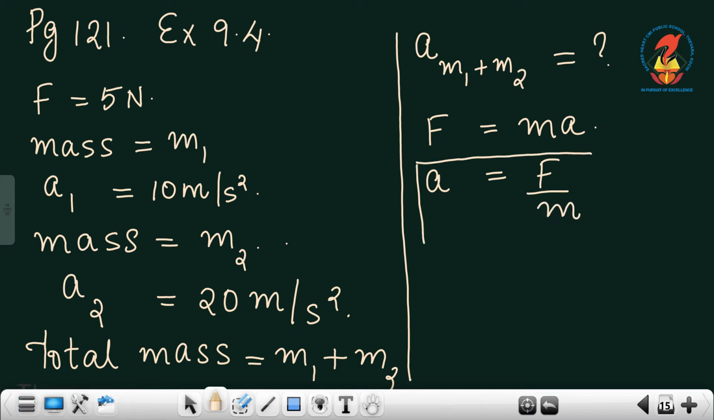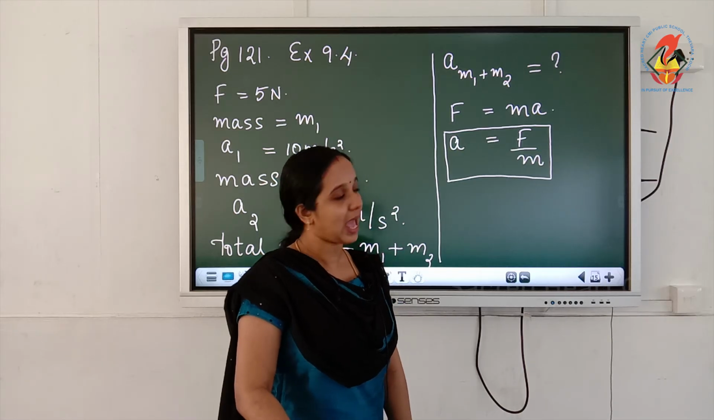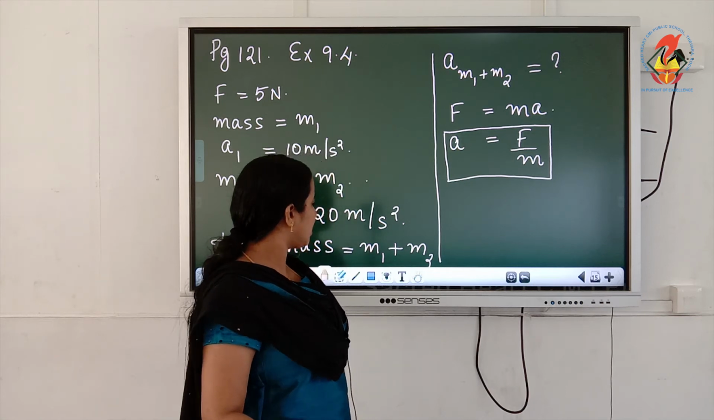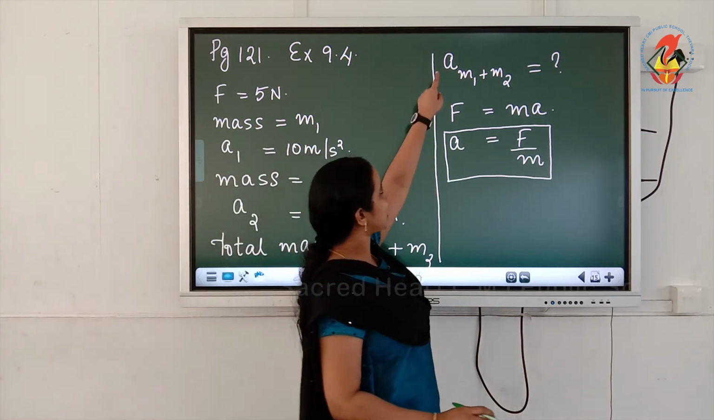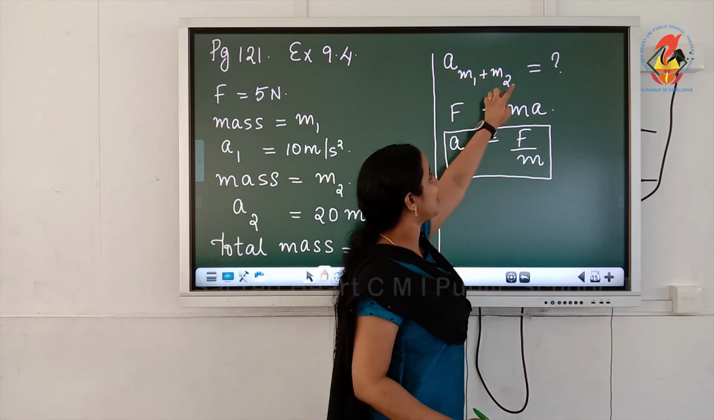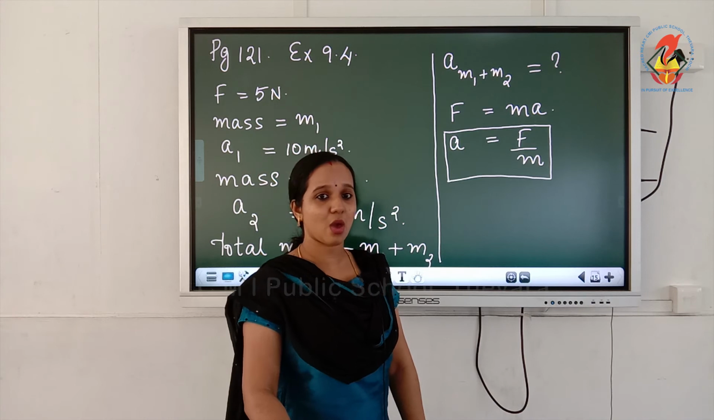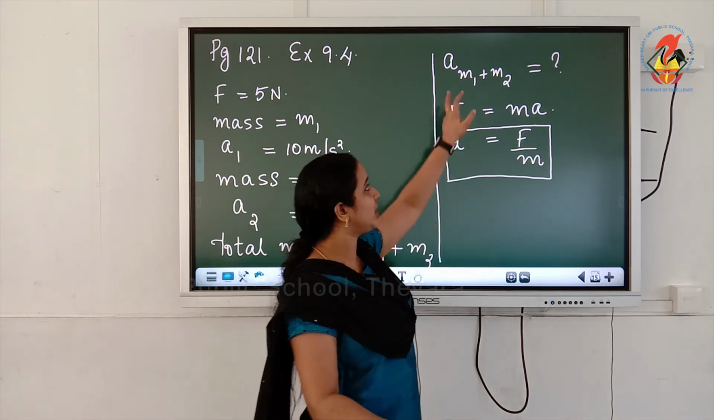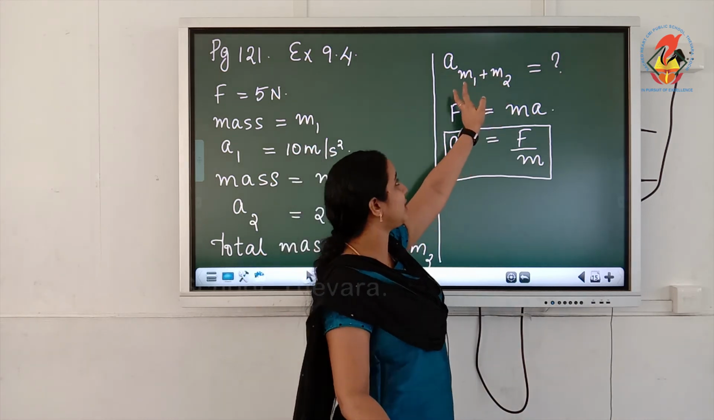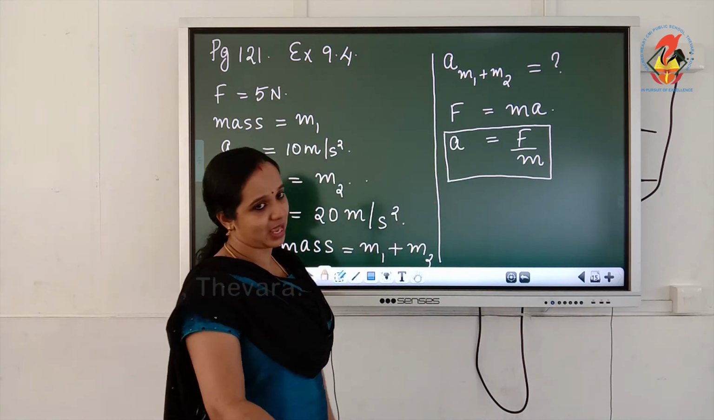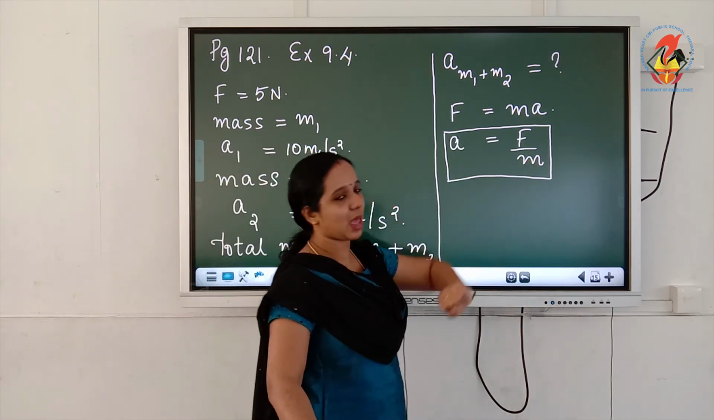So, in this problem we will be using this equation to solve. A is equal to F by m. So, here we need to find the total acceleration when both the masses are tied together. Acceleration when both the masses are tied together means total mass is m1 plus m2. Here total mass is m in this equation.